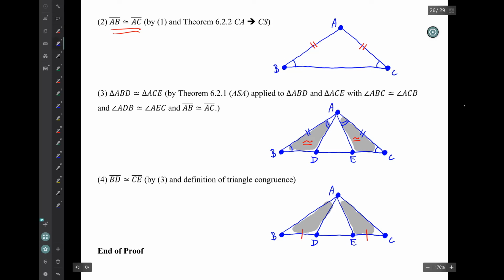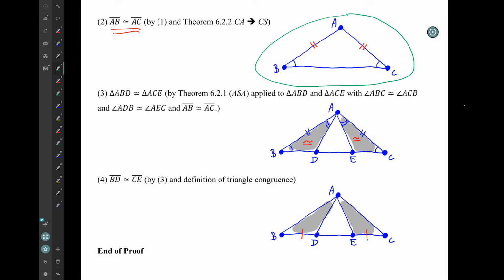Notice the illustration that I have drawn. I've drawn a single triangle containing those congruent angles and those congruent sides. That's important because this theorem, the CA arrow CS theorem, can only be applied to a single triangle. You have to be able to identify the triangle that you're using when you invoke that theorem.